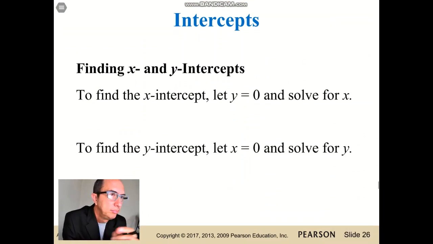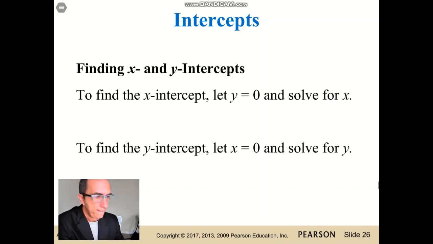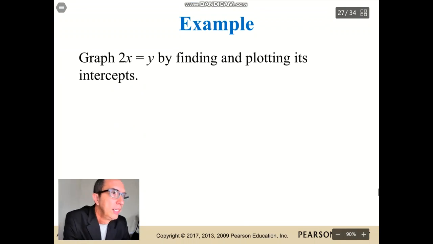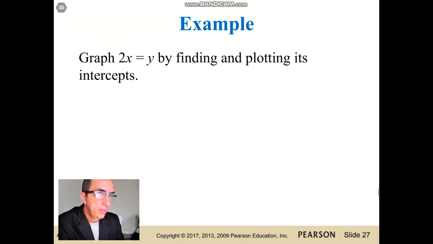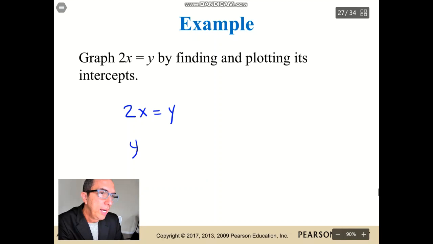To find x and y-intercepts, what do we need to do? First, to find the x-intercept, you're gonna let y equal 0 and solve for x. And to find the y-intercept, you're gonna let x equal 0 and solve for y. And let's see an example here. Well, and this is an interesting example, if you have 2x equals y, find the y-intercept and find the x-intercept.